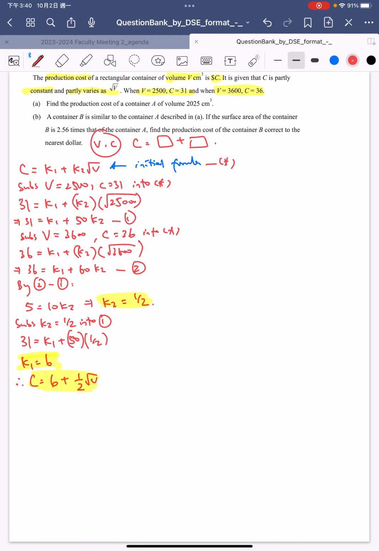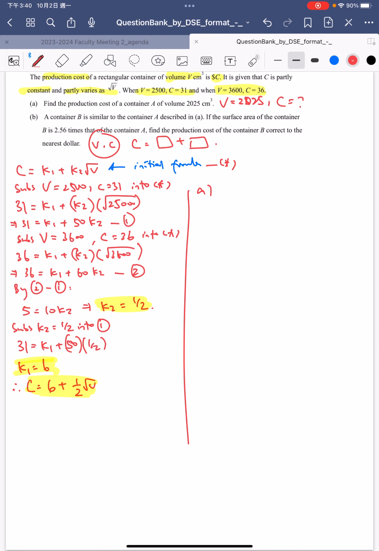So now we can do question A. In question A, they are asking to find the production cost when the volume is equal to 2025. So we have V is equal to 2025. Then what's the value of C? C is equal to 6 plus half of the square root of V. Then we can substitute the value of V equal to 2025 into our equation here.